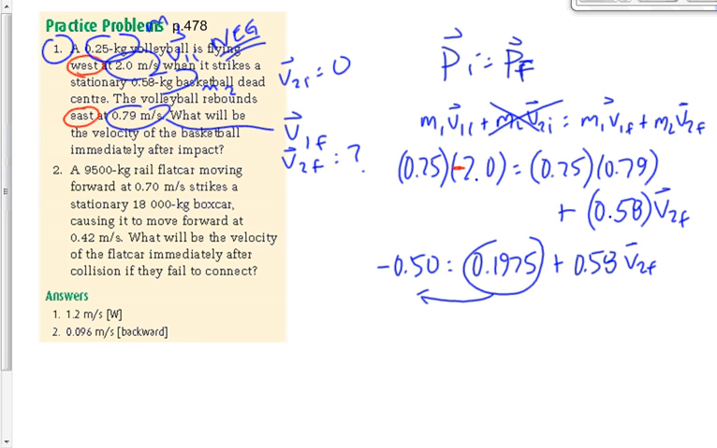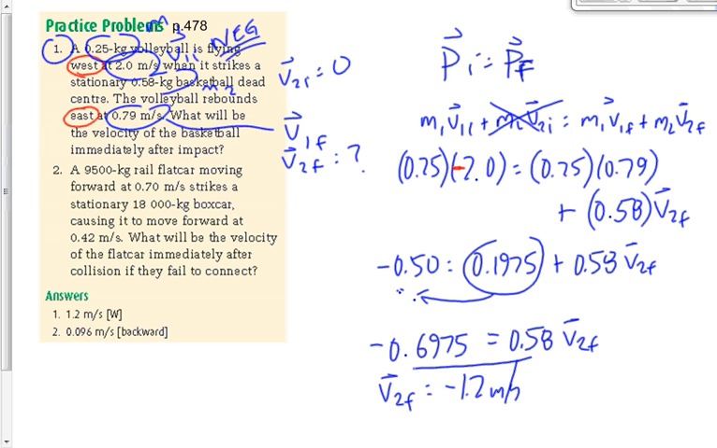So let's take it over by subtracting. I end up getting negative 0.6975. Again, if I had made that positive over here, then I would have gotten what? What would it have been? Positive 0.3-ish, which is obviously going to give me a completely different answer. V2F, do the math. Works out to be negative 1.2 meters per second.